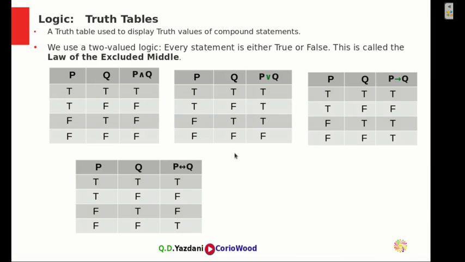The last one is negation, and we have p and negative p, or not p. So if p is true, then not p is false. If p is false, then not p is true.